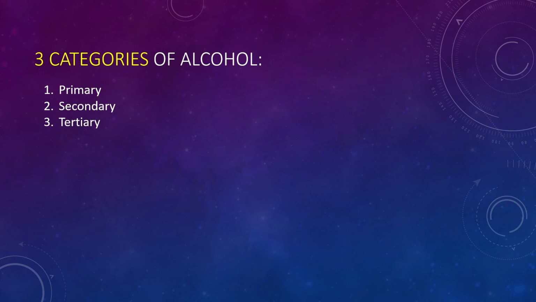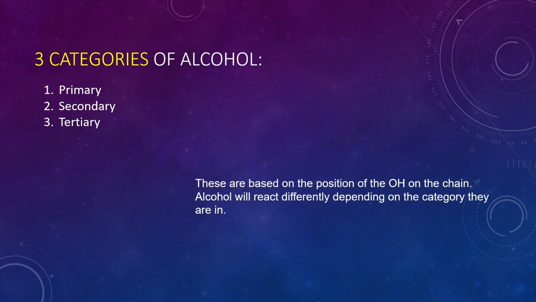There are 3 categories of alcohol: the primary, secondary, and tertiary. These are based on the position of the OH or hydroxyl group on the chain. Alcohol will react differently depending on the category they are in.